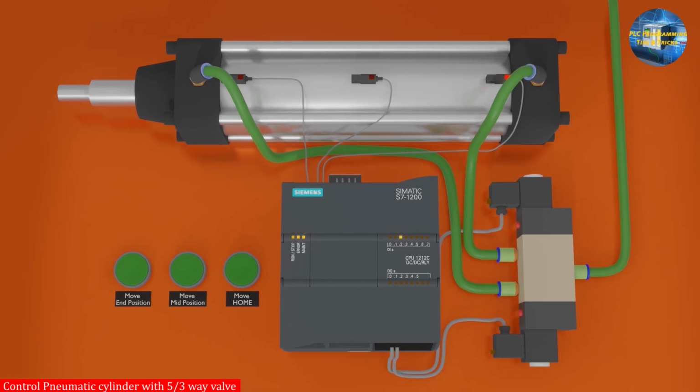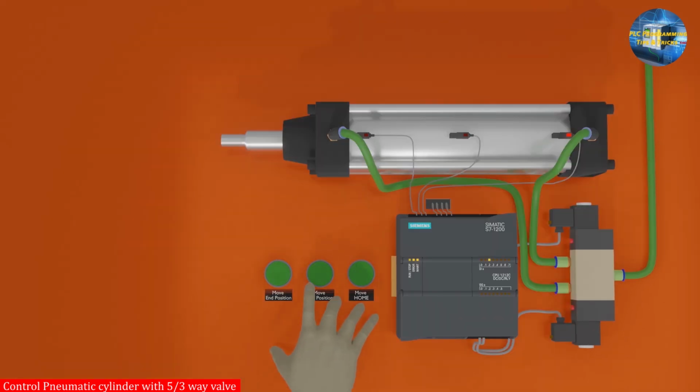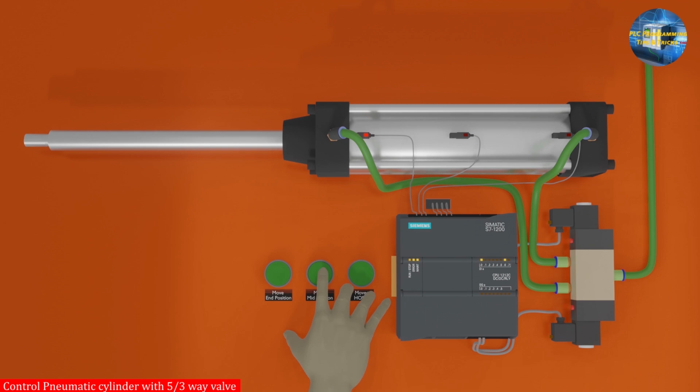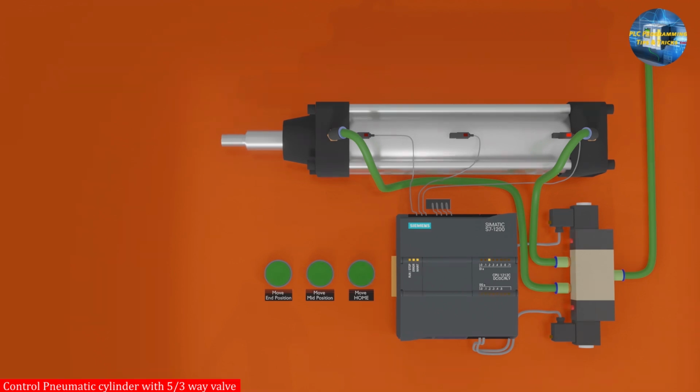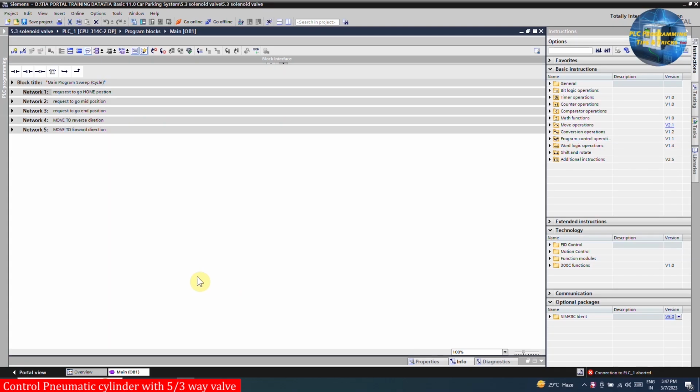Now the task is that if we press the mid position push button, the cylinder should move to the mid position. When we press the end position push button, the cylinder should extend fully up to the end position. And when we press the home push button, the cylinder should retract fully up to the home position. Now let's go to the TIA Portal software and see the ladder logic.